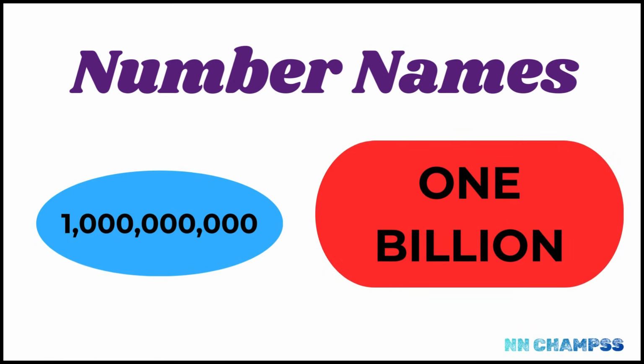If I add 9 zeros, then the number name is 1 billion. O N E, 1, B I L L I O N, billion, 1 billion.